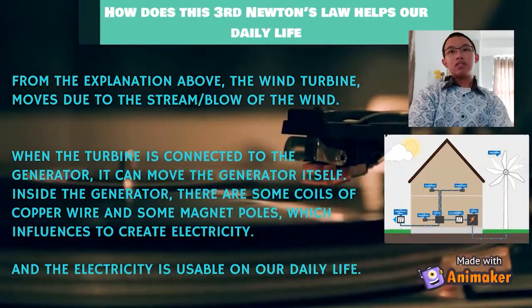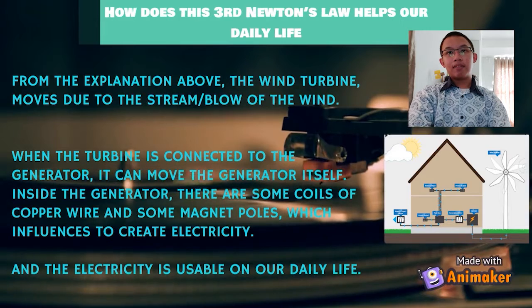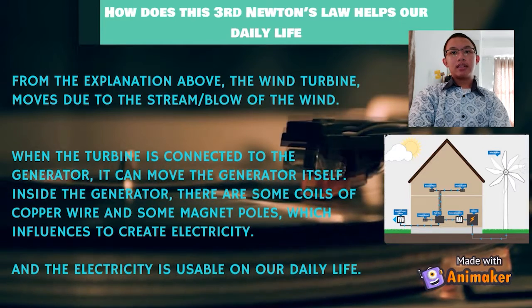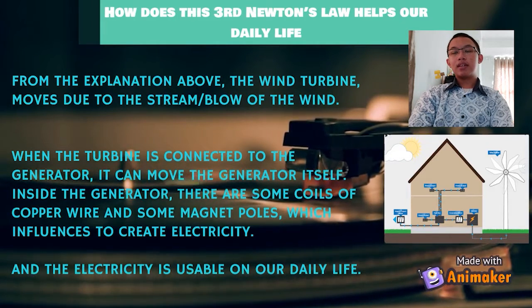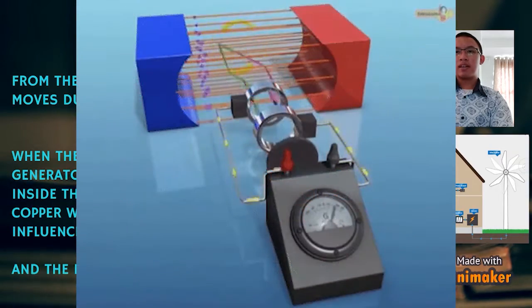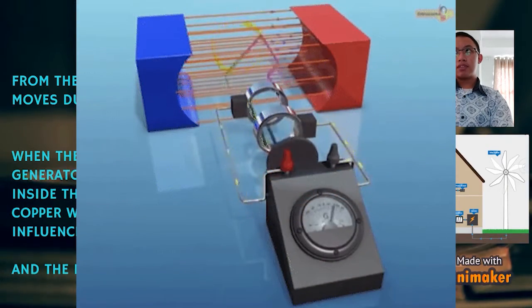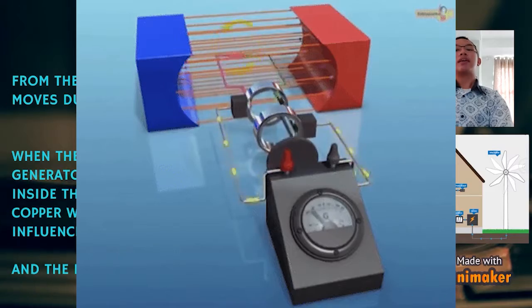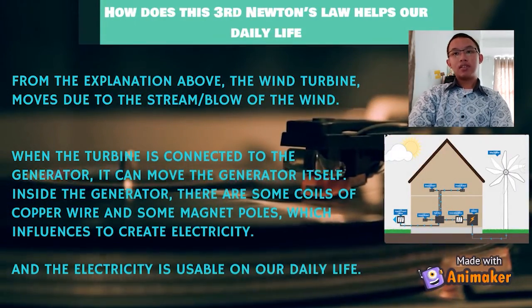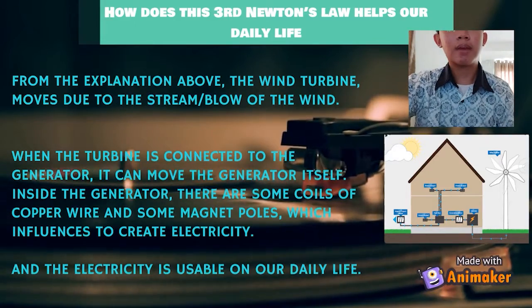How does Newton's third law help our daily life? From the explanation above, the wind turbine moves with the stream blow of the wind. When the turbine is connected to the generator, it can move the generator itself. Inside the generator, there are some coils of copper wire and some magnet poles, which influence the magnetic field to create electricity. And the electricity is usable in our daily life. So this is one example of the diagram.